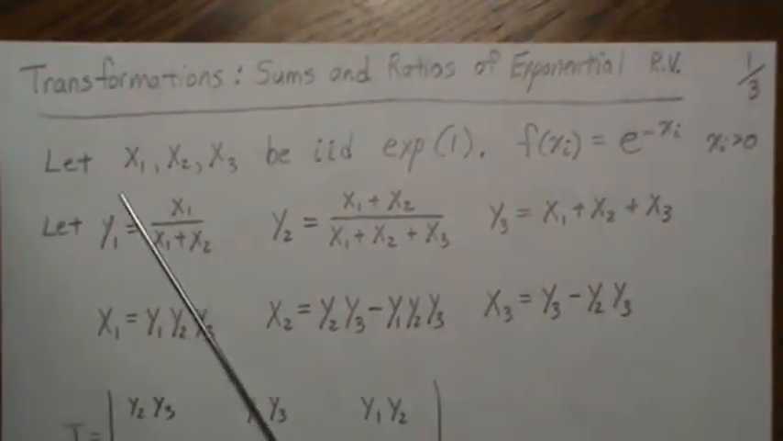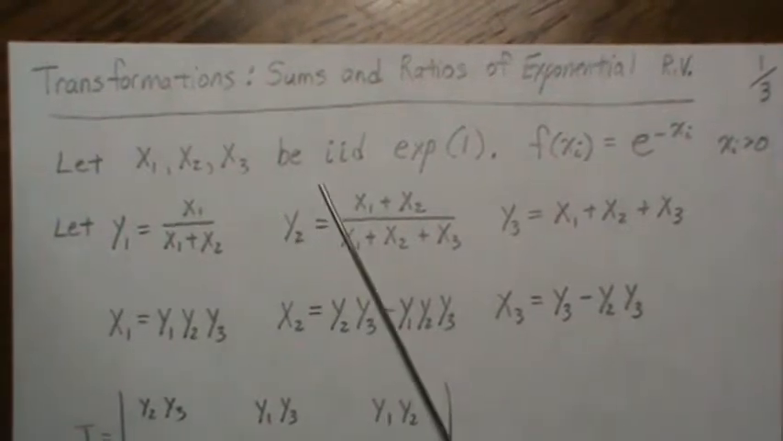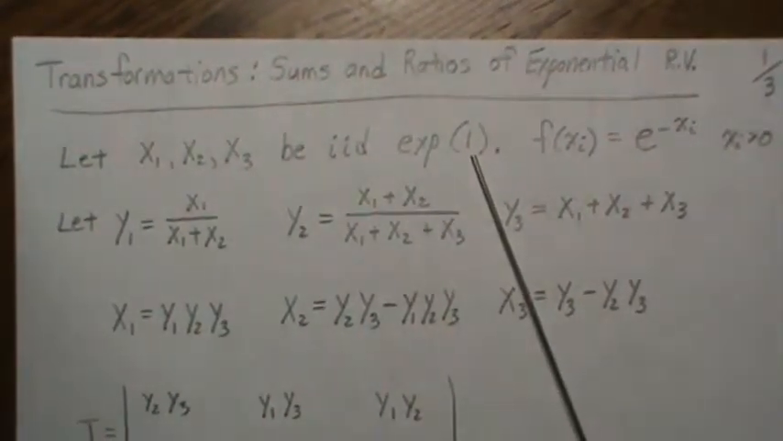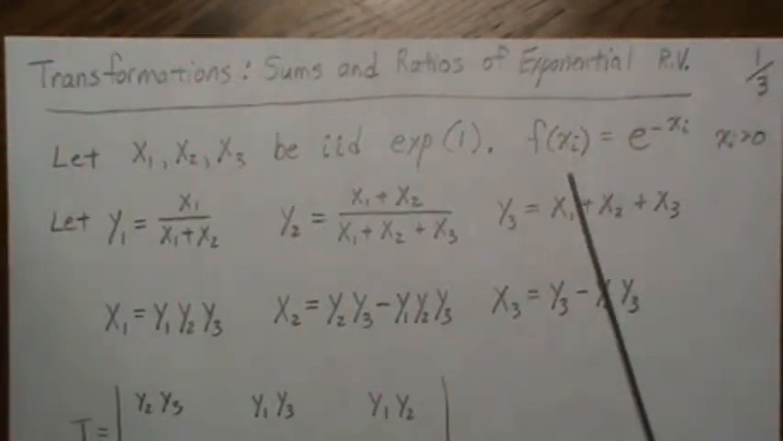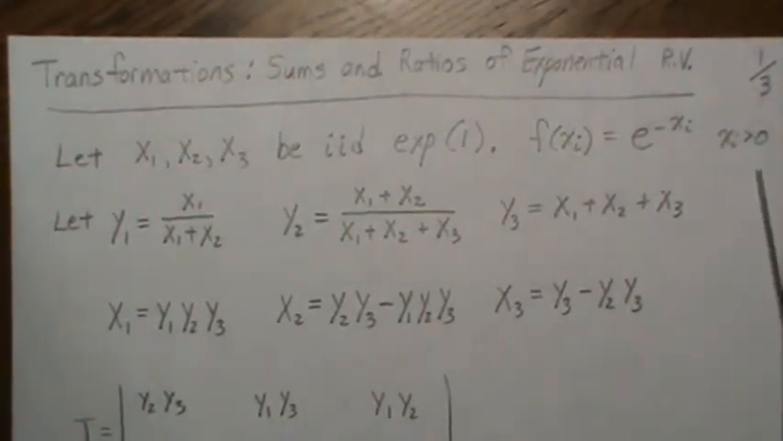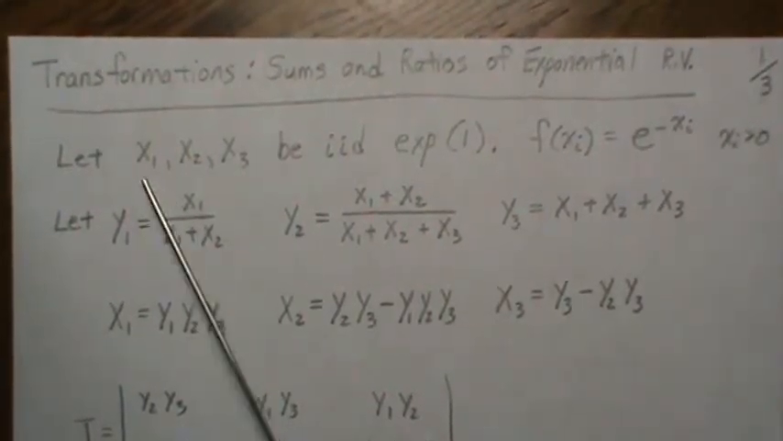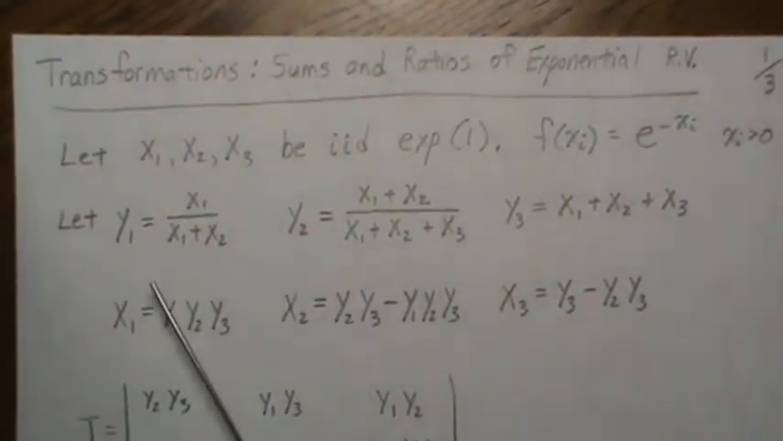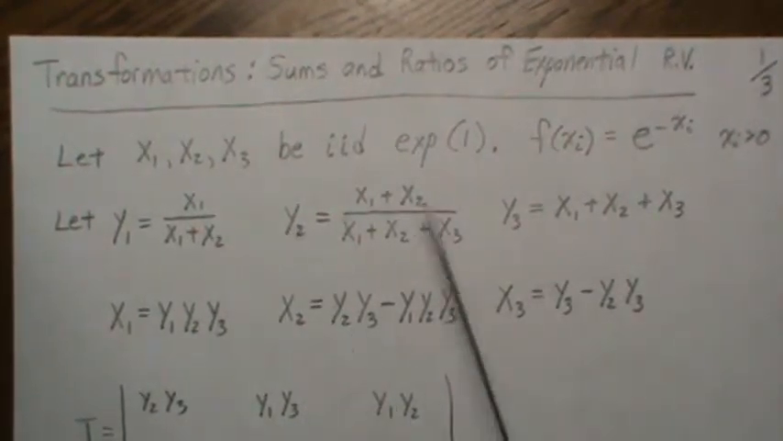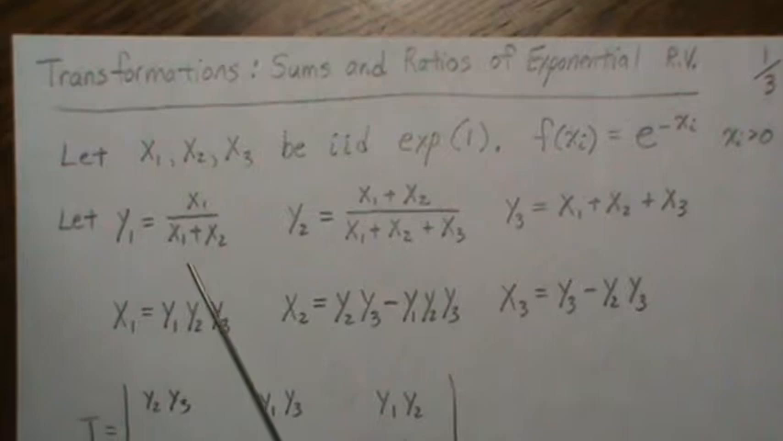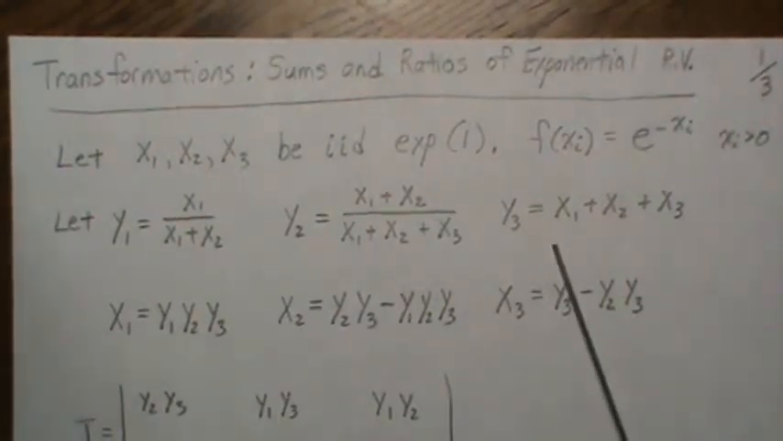And so if we let X1 through X3 be IID exponential distributions with lambda 1, that means the density is this, for x greater than 0. And so this is R3 space, and we're going to map that into R3 space, with these Y1, Y2, Y3 variables defined as this.